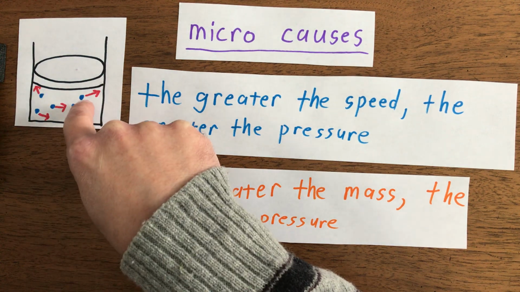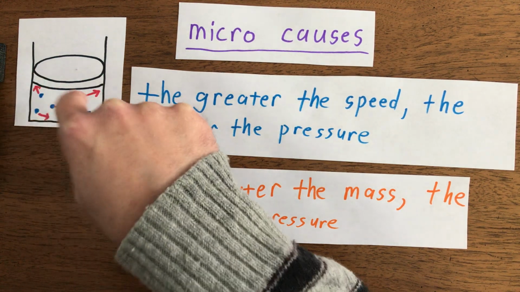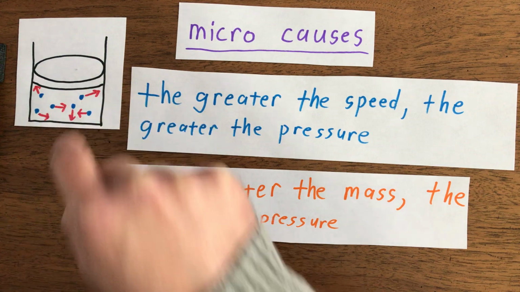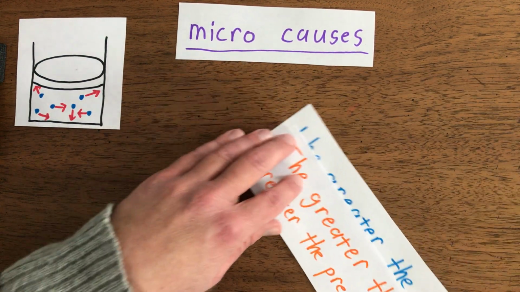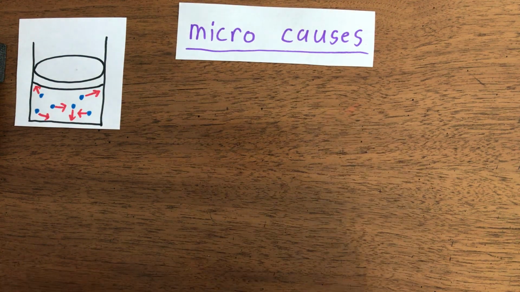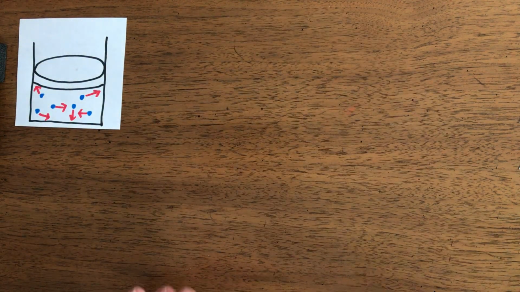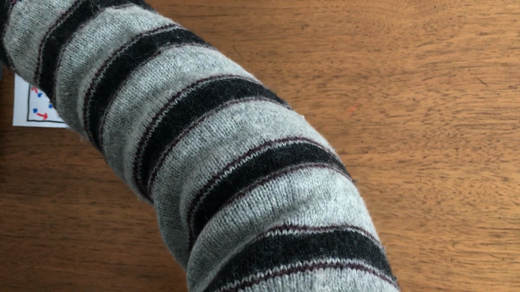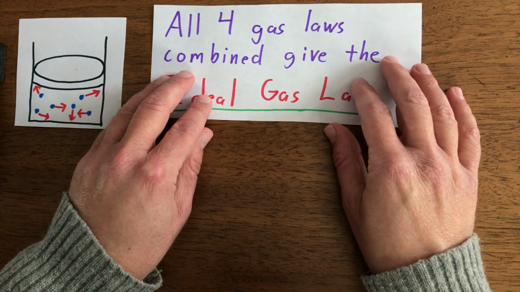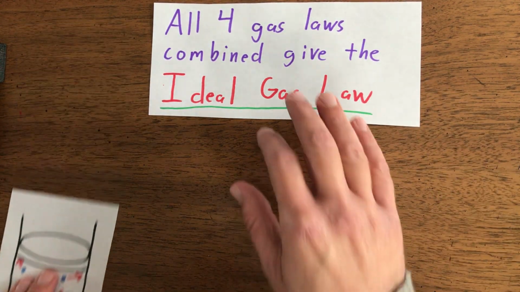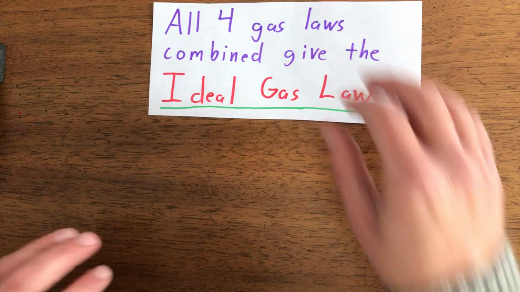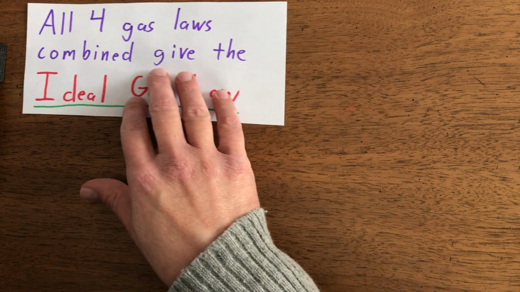So the faster they move, the heavier they move, the more there are, the smaller the container, all of those things will cause more collisions and therefore more pressure. So let's talk about, we're going to have four different gas laws we're going to look at in a second. But all four of these gas laws are going to combine to give us the ideal gas law. I'm going to move this out of here for now so we have a bit more space. I'll move this over here.